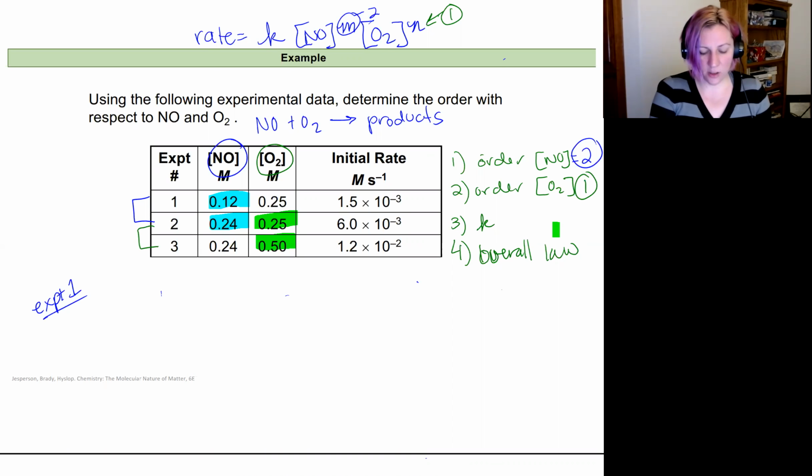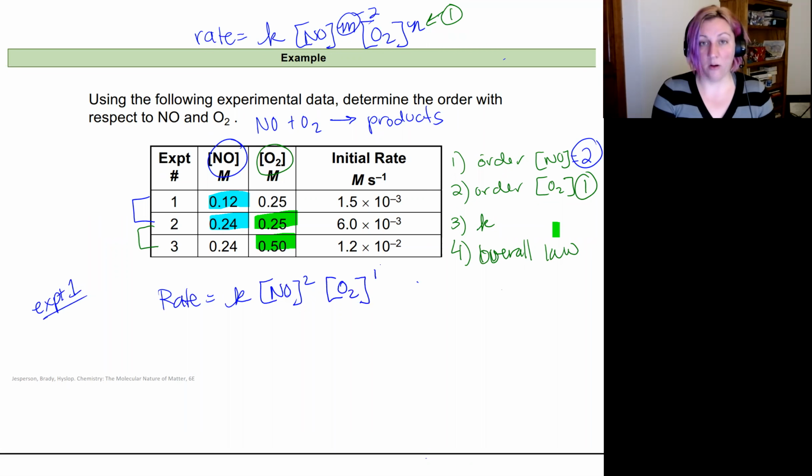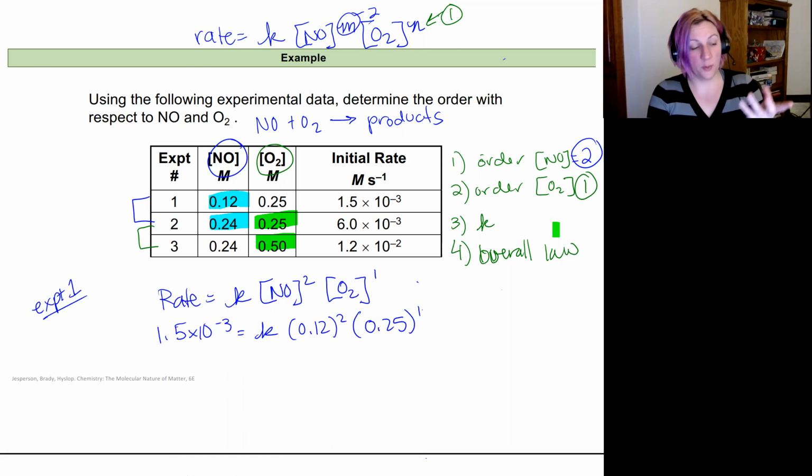And so for this, I know that rate is equal to my rate constant times the concentration of NO squared times the concentration of my oxygen to the power of 1. And so that's just incorporating that order information that we just found out. So my rate for the first one is 1.5 times 10 to the negative 3. That's equal to K times the concentration of NO, which is going to be 0.12. So 0.12 squared times 0.25 for my oxygen to the exponent of 1.